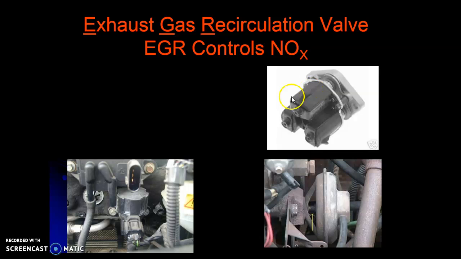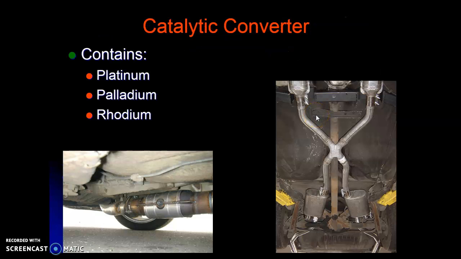Up here we have an electronic EGR with these three different solenoids. They have different sizes, so any combination of operating these can achieve the correct flow. Those are highly used on GM vehicles right here. And then we have the catalytic converter. It contains platinum, palladium, and rhodium, precious metals.